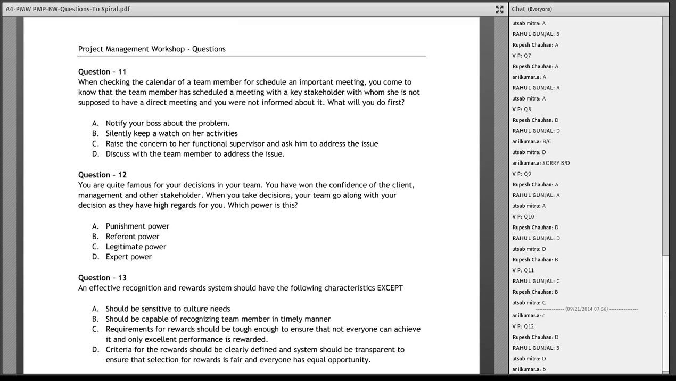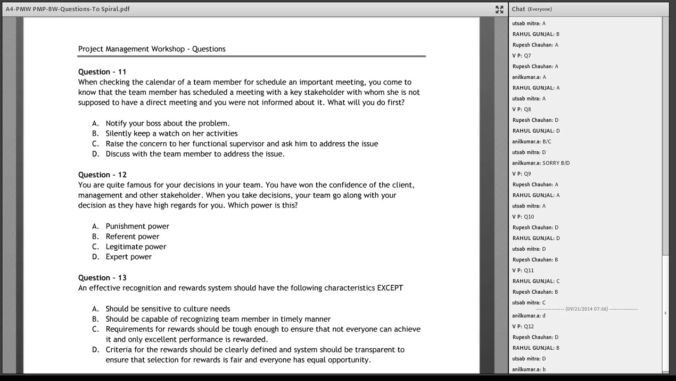You are quite famous for your decisions in your team. Do you think it is indicating to some side? You have won the confidence of the client, management and other stakeholders also. So all are trusting you. When you take a decision, your team goes along with you. Do you think it is indicating to some option?